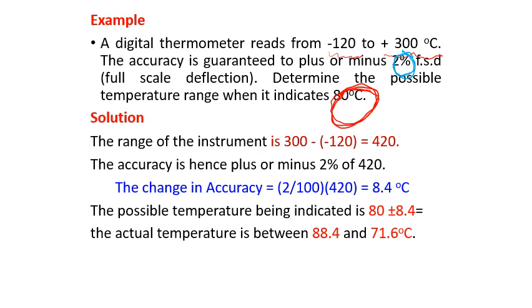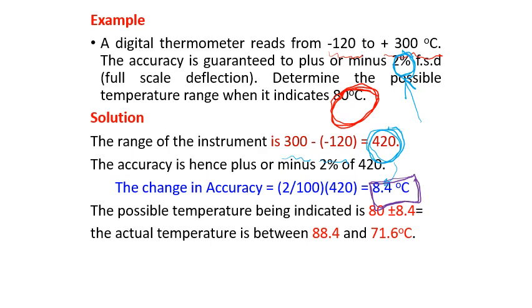The range is 300 minus minus 120, which equals 420 degrees Celsius. So the whole range is 420 degrees Celsius. It's something like the meter is 0 to 420 degrees Celsius. So the 2% is calculated out of 420 degrees Celsius, and we find that the value is 8.4 degrees Celsius. So 2% of 420 is equal to 8.4 degrees Celsius.